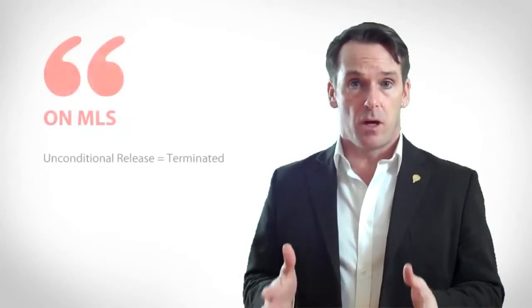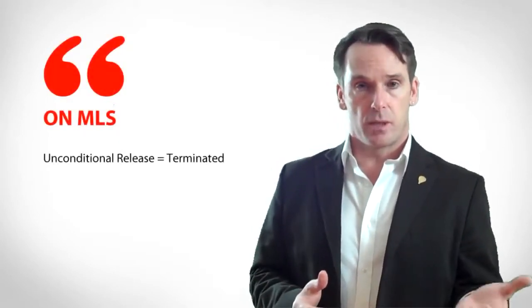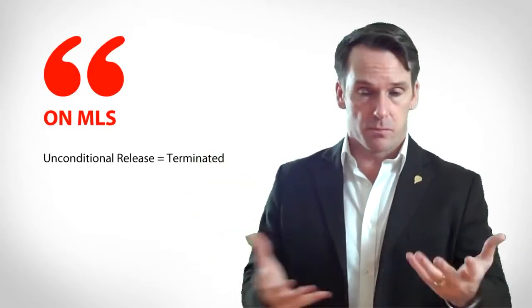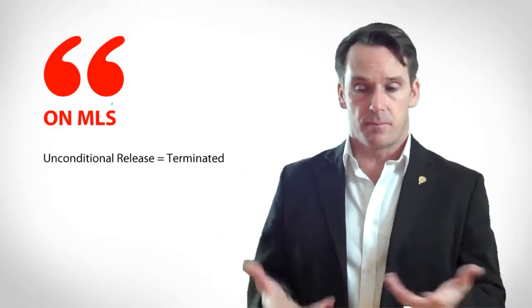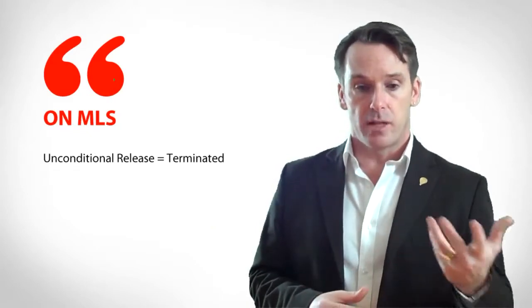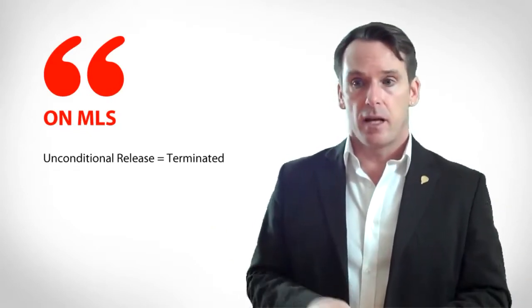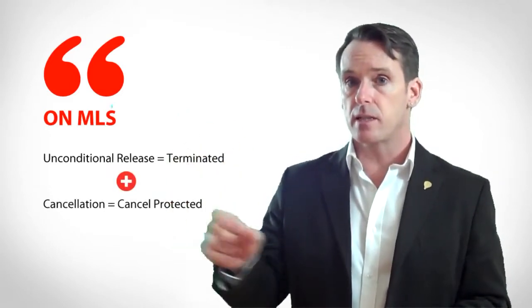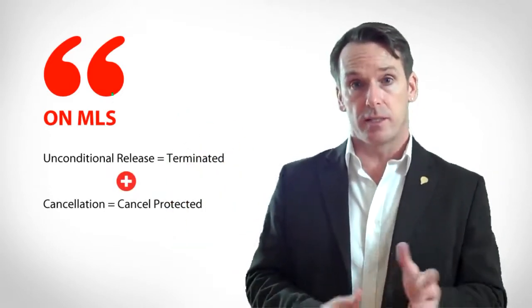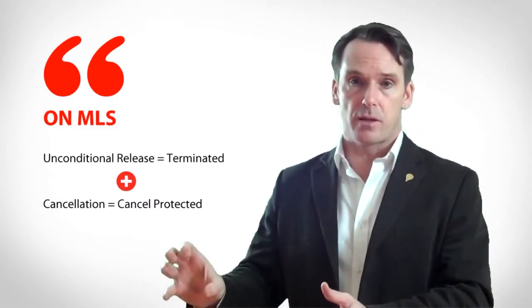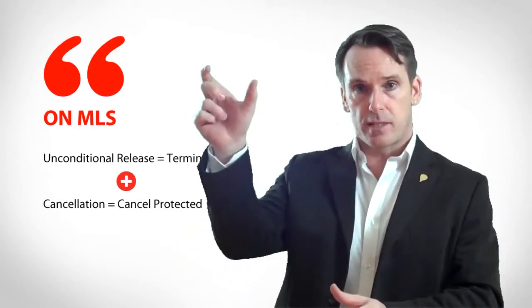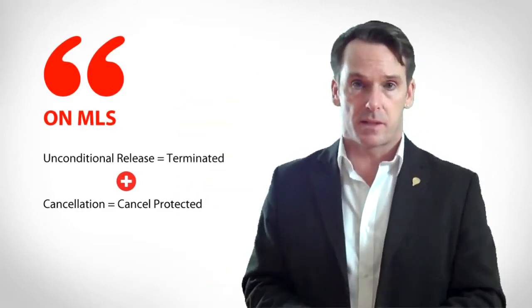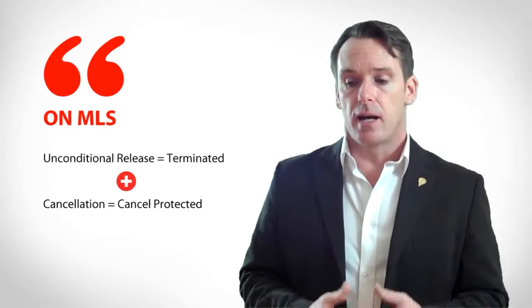The way that they will appear on ML Exchange is an unconditional release will show up with a status that's called terminated. And that means that if you're soliciting expired listings as one of your marketing techniques, you can definitely call that seller if it says terminated. The cancellations will show up as cancel protected. So if you see cancel protected on a listing, you're not allowed to communicate with the seller until the 60 days has come up or until it expires. And what will happen is the cancel protected status will automatically show up as expired once the expiry date comes or once 60 days happens as well.